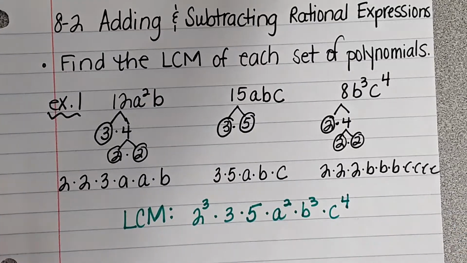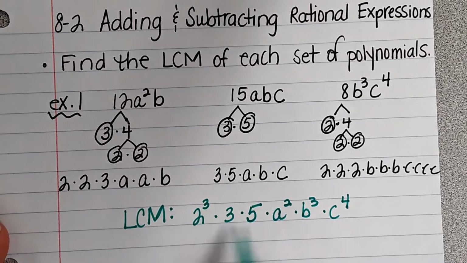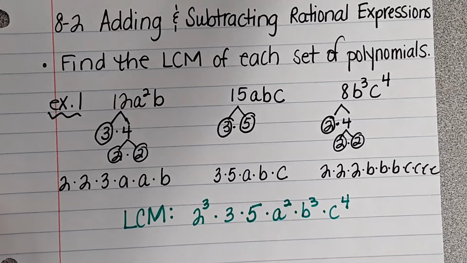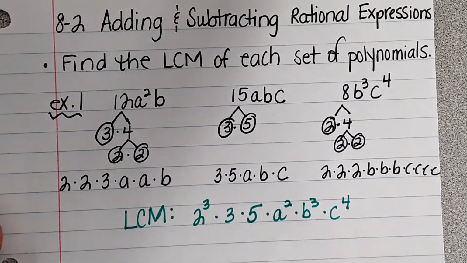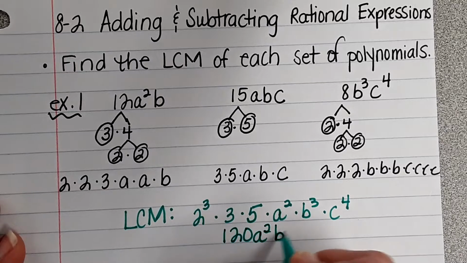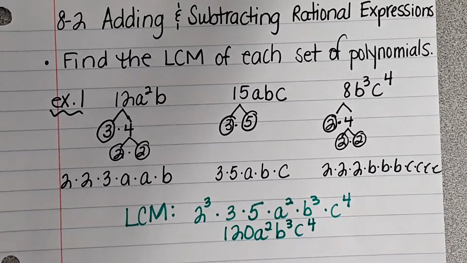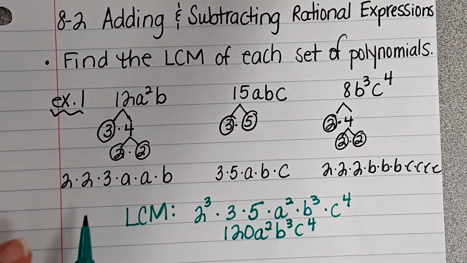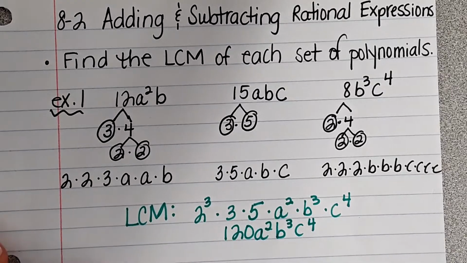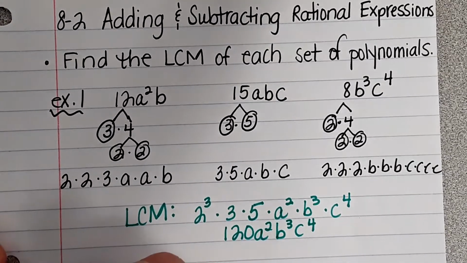So now we're going to find our least common multiple. We're going to multiply all of this together. So it's 8 times 3 times 5, which is 120. And then we put A squared, B to the third, C to the fourth. If we were adding or subtracting fractions, that would be our denominator. And then our job would be to say, okay, this is what I need, what am I missing? So that's the least common multiple. Let's do another one.